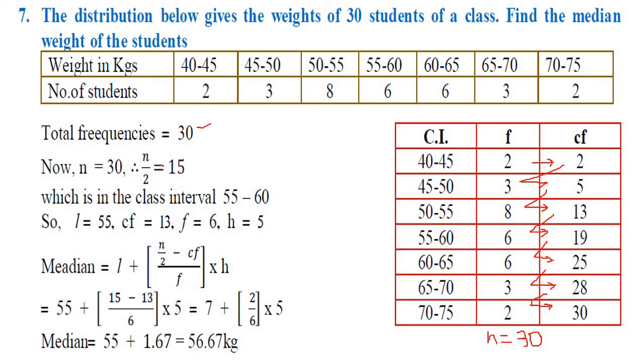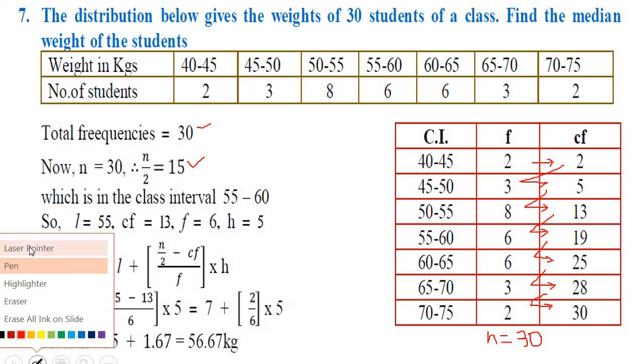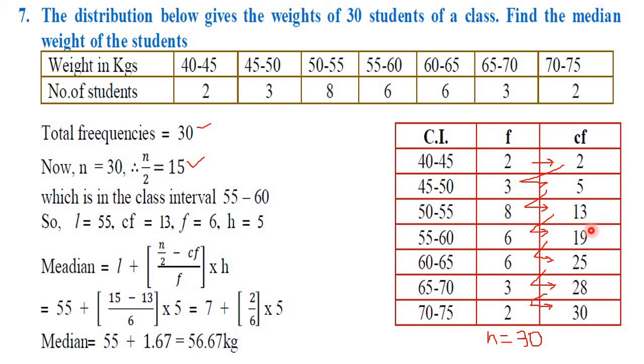Total frequency is 30. Now find out n by 2. N by 2 is 15. 30 by 2 is 15. So search the value of 15 in the cumulative frequency column. Here up to 13 is there. So the value of n by 2 falls in the class interval 55 to 60. Now let us mark this class interval, 55 to 60.